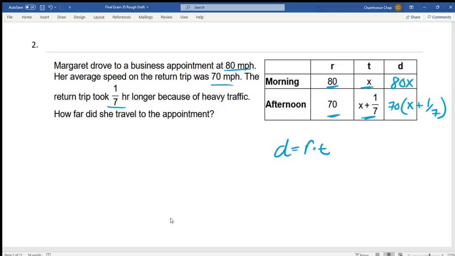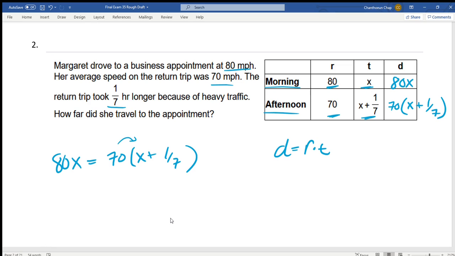Now, in order to solve this, we have to come up with an equation. What can we say about the distance in the morning and the distance in the afternoon? They should be the same. 80x should be equal to 70 times the quantity x plus 1 over 7. Now we can solve for x.